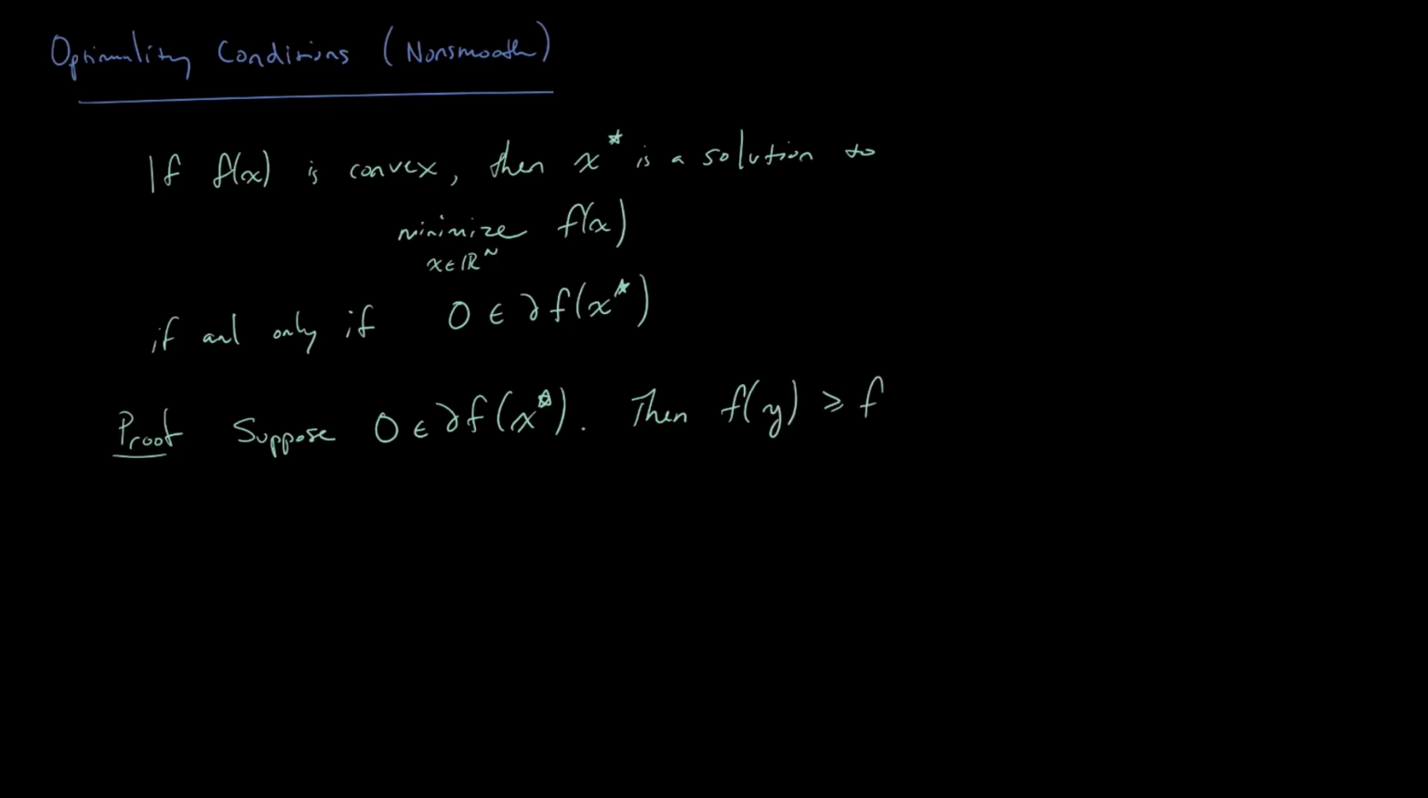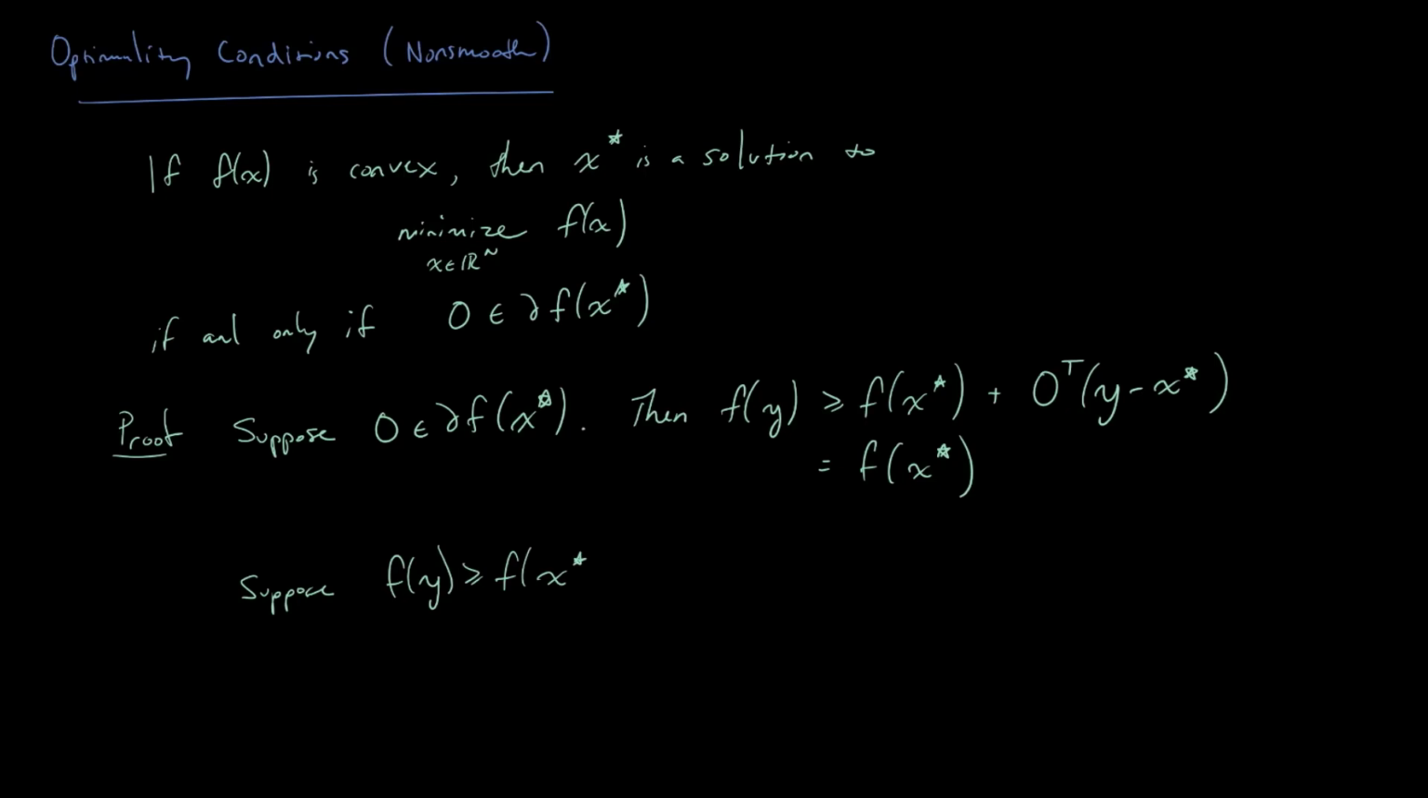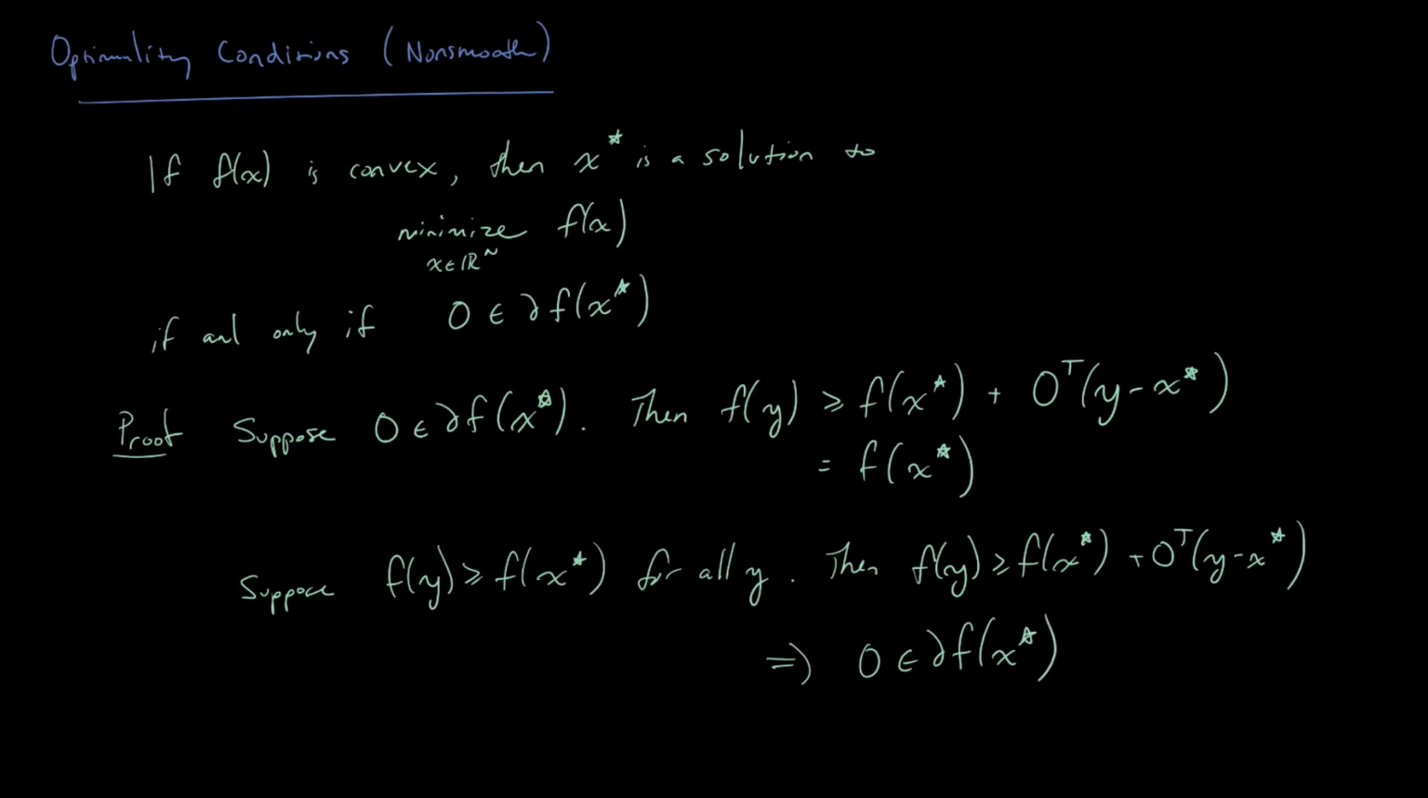Well, if 0 is in the subdifferential, then what that means is that 0 is a subgradient, so it satisfies the inequality f of y is greater than or equal to f of x star plus 0 transpose (y minus x star), but that's just 0. So what we've just shown is that f of y is greater than or equal to f of x star for all y, so x star has to be a minimizer. Similarly, if we suppose that x star is a minimizer, then that means f of y is greater than or equal to f of x star for all y, and so trivially we have that f of y is greater than or equal to f of x star plus 0 transpose (y minus x star). So 0 must be a subgradient at x star.